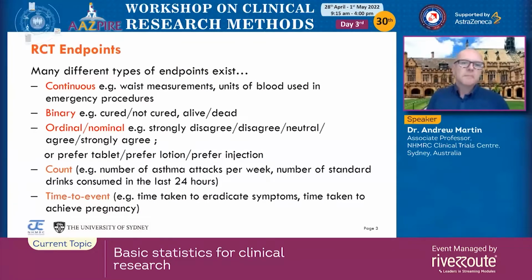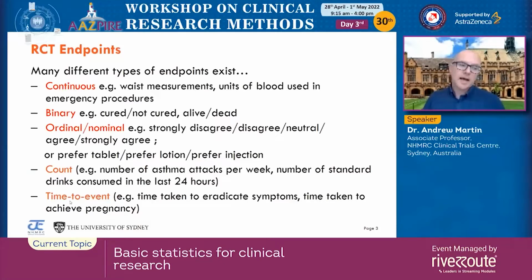So let's begin by thinking about the process of undertaking a clinical trial where we are interested in evaluating the effect of an intervention on a particular endpoint. And we can categorize endpoints in various ways. Is it an endpoint that lies on a continuum? For example, waist circumference, BMI, systolic blood pressure. Is it an endpoint that is binary in nature? So, for example, being a responder to treatment or not.